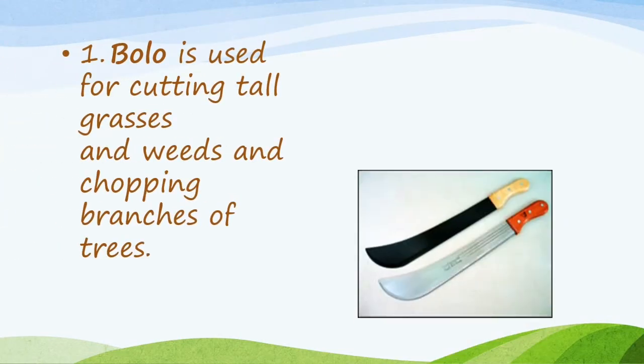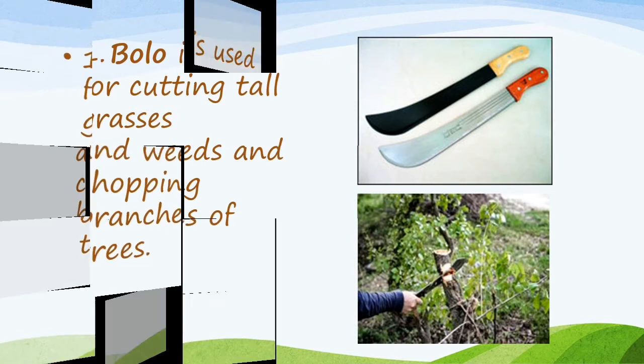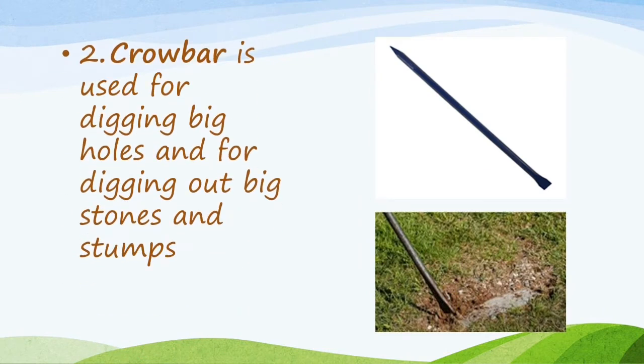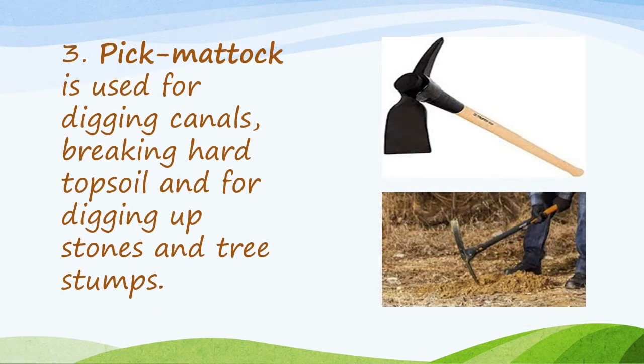Number 1, bolo is used for cutting tall grasses and weeds and chopping branches of trees. Number 2, crowbar is used for digging big holes and for digging out big stones and stumps. Number 3, pick-mattock is used for digging canals, breaking hard topsoil, and for digging up stones and tree stumps.